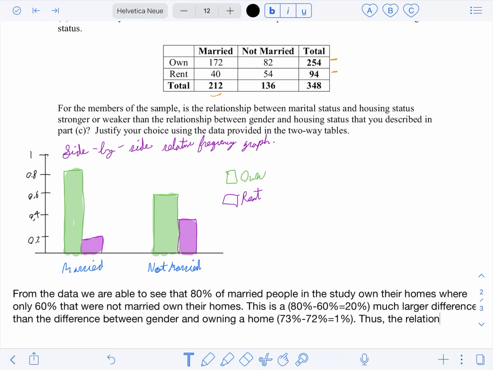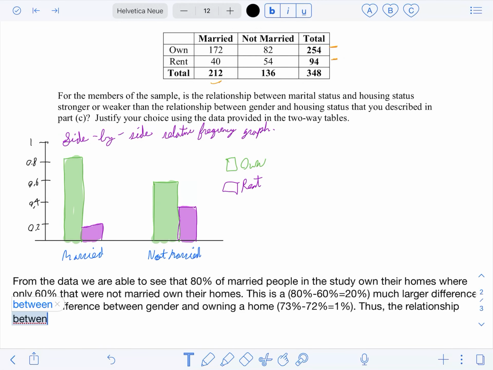Thus, the relationship between marital status and owning a home is greater than gender and owning a home.